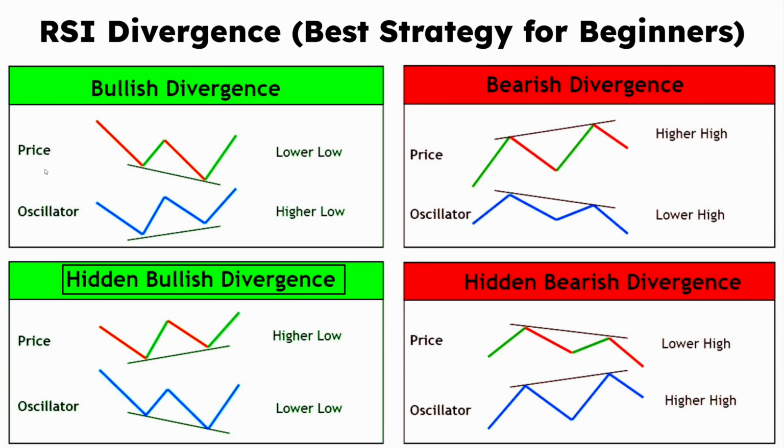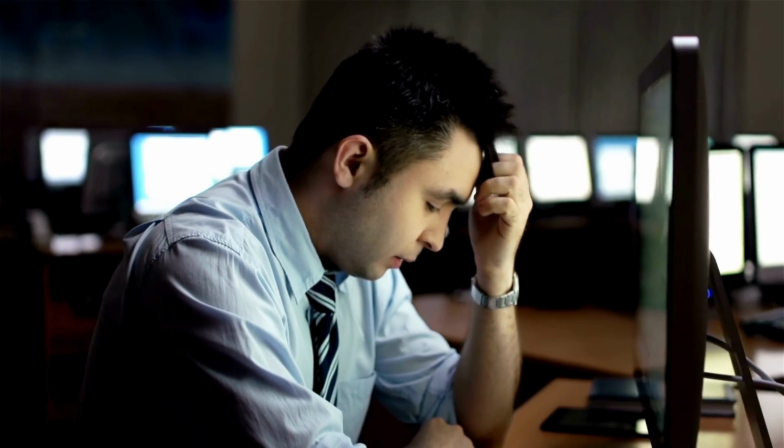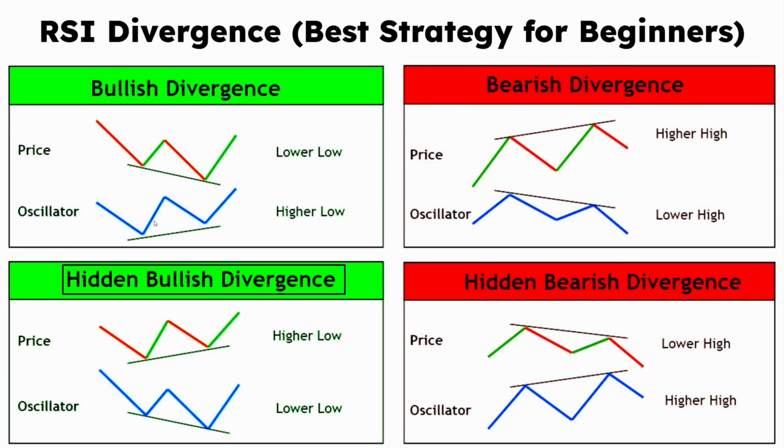And many times the hidden divergences can be much harder to spot, at least in my opinion, compared to the normal divergences. So make sure to really pay attention now. What we're looking out for in the case of the hidden bullish divergence, remember we're talking about the bullish divergence, so we are looking out for the lows. But what we're looking out for here is higher lows on the price, while the RSI prints lower lows. So this right here is actually a continuation signal.